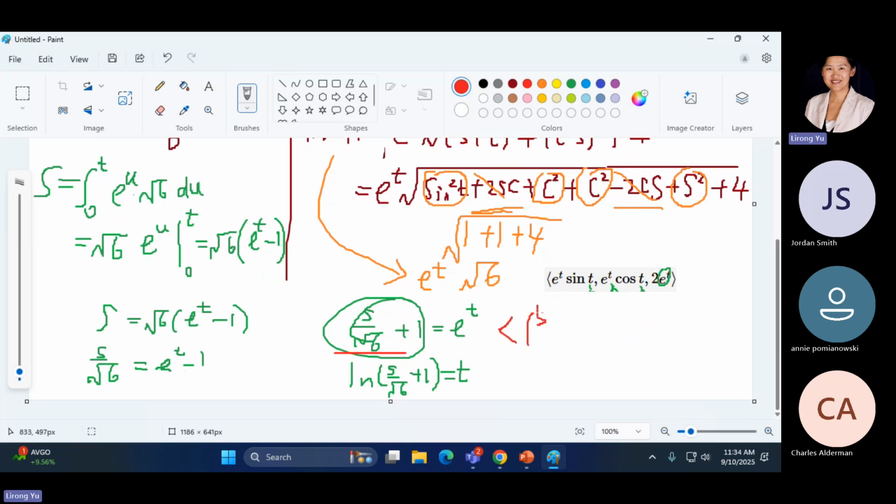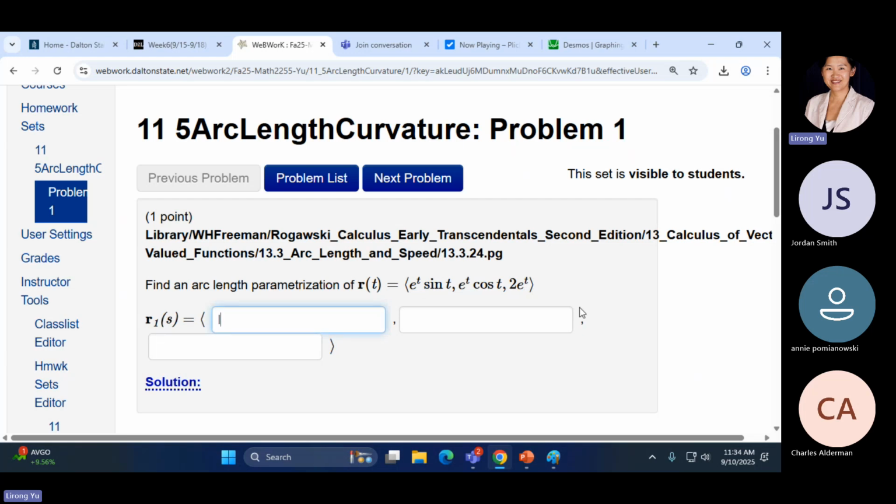So you go s over root of 6 plus 1, multiplied by sine t. The sine is going to be sine of natural log of all that. And then e to the t again times cosine, and then natural log, and then times 2 times e to the t. This is e to the t. So this is kind of a messy way to write it. Let me try to write it in here. We have s divided by square root of 6 plus 1, multiplied by sine t.